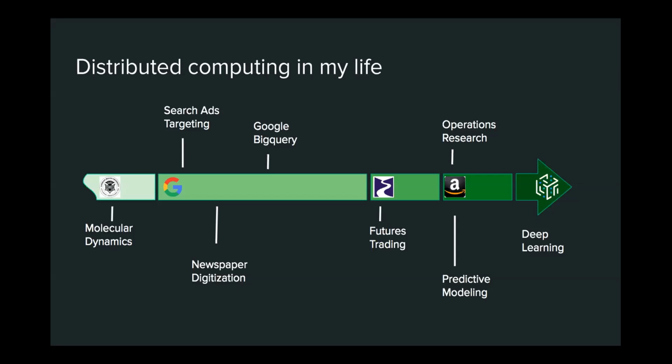And then from there, I ended up working at Google, worked on search ads targeting, built very simple, at that time, models. Logistic models, linear models were pretty popular at the time. We had models to predict the quality of clicks, and that had to be distributed just because we were dealing with web scale data. Newspaper digitization, which was OCR at scale. Again, lots of image data, vision data, using Google's infrastructure to do distribution.